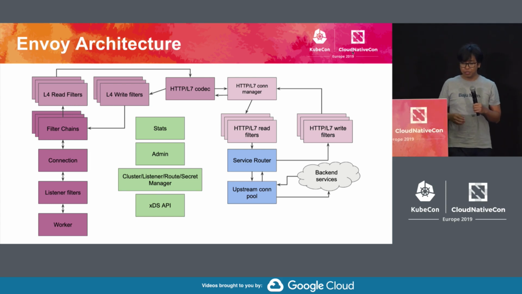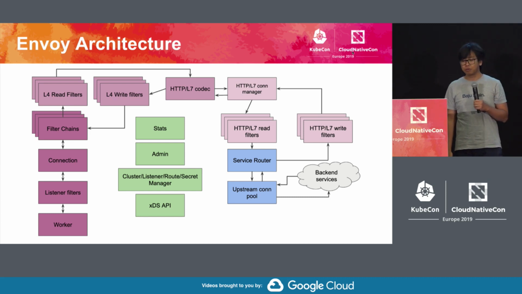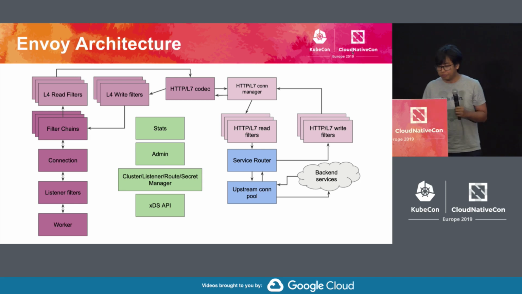And then after that, you go down to the L4, the TCP stack of Envoy. Currently, Envoy only works on TCP, but the UDP part is in progress right now. After that, we have these L4 read filters to read the bytes in and bytes out. And then we have these L4 write filters where you can mutate the traffic.